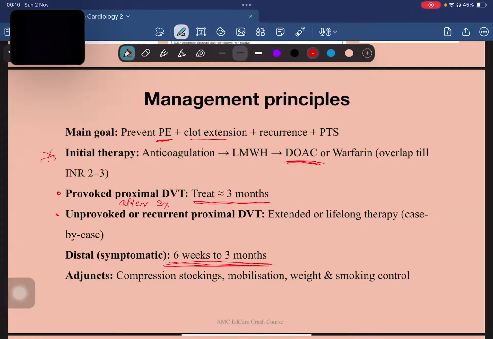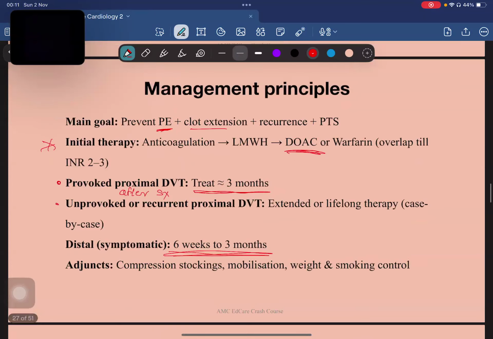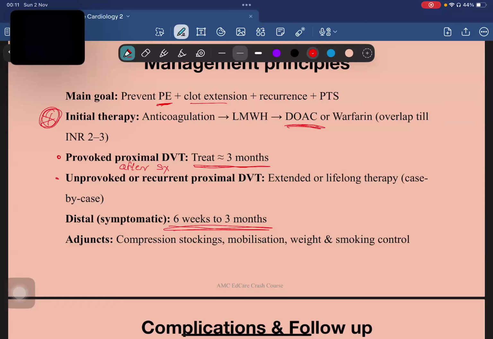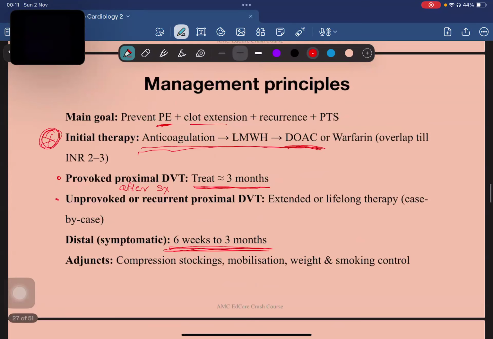Apart from that, things that you should also know, you could include adjuvant therapy measures like compression stockings, early mobilization, maintaining weight, and controlling smoking. So those are the other things in management principles when it comes to DVT. The main things you would want to remember in this are the initial therapy, because it's very common in AMC, something they would commonly ask, so get familiarized with saying this when it comes to DVT, and the duration. Those should be the most important ones when it comes to DVT management.